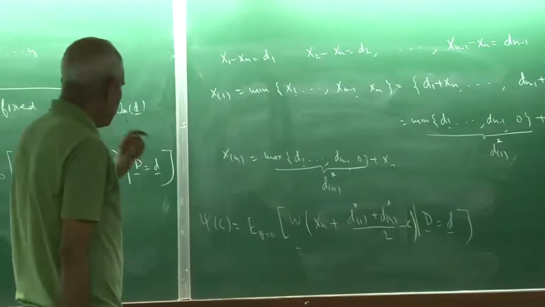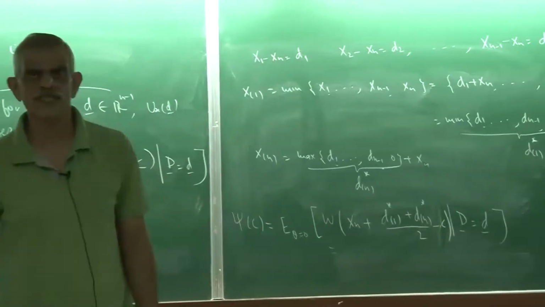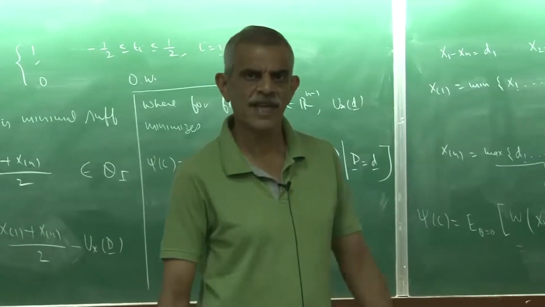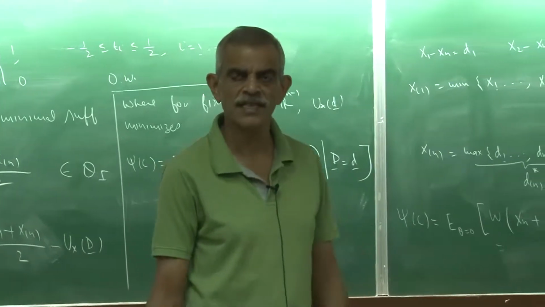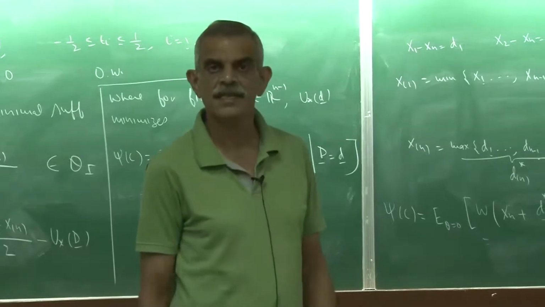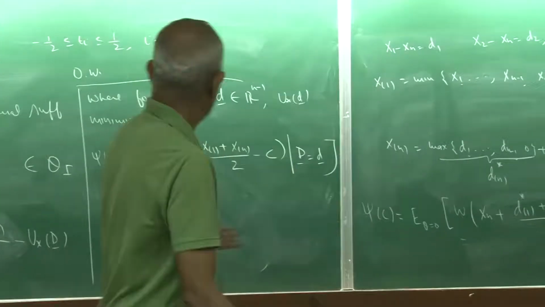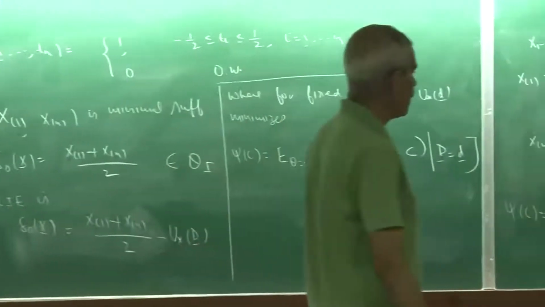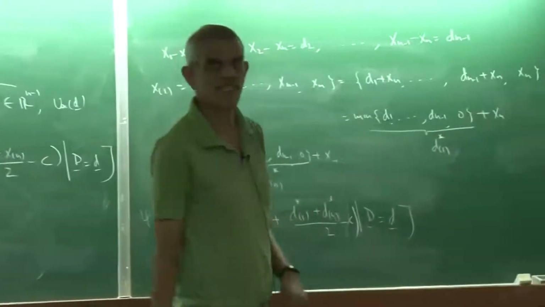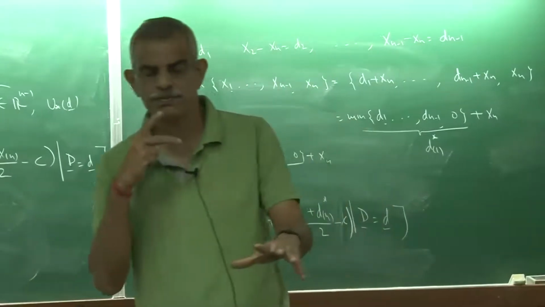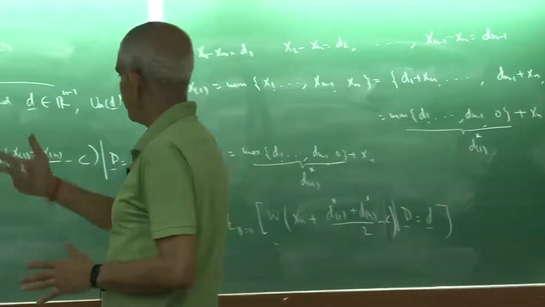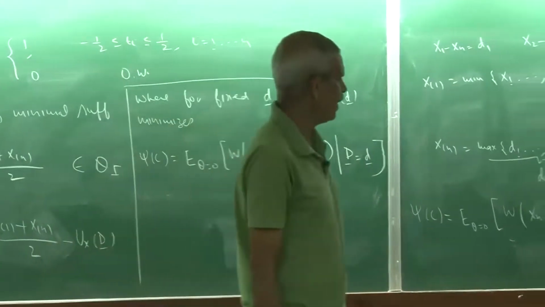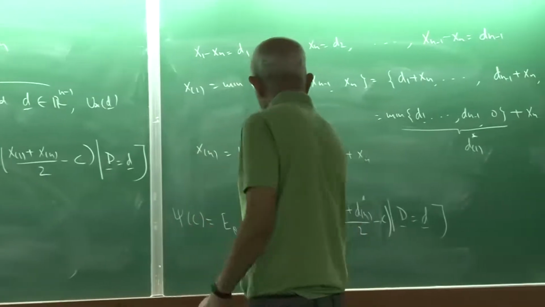Now, I know that if my psi of c turns out to be the same as psi of minus c, then I am done. Then I know that minimizing, because w is convex, my minimizing c would be 0. And so my MRI would turn out to be x1 plus xn by 2. So the only thing I need to show is psi of c is the same as psi of minus c. If I am able to show that, then minimizing c is 0, and this would be the estimator. So how do I show that?